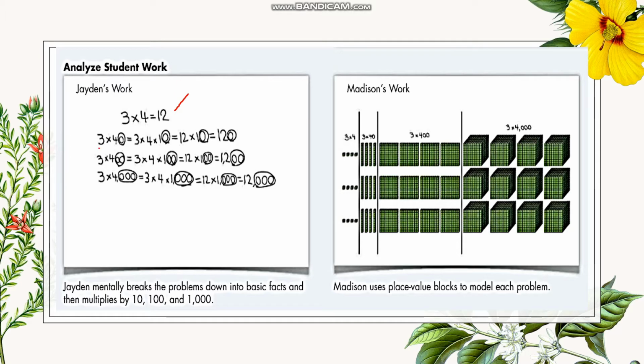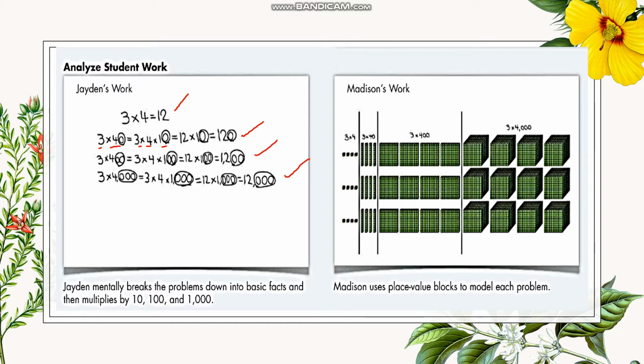So 3 multiplied by 40 is equivalent to 3 multiplied by 4 multiplied by 10, is equivalent to 12 multiplied by 10, which is 120. So 3 multiplied by 400, so 3 multiplied by 4 multiplied by 100, is equivalent to 12 multiplied by 100, is equivalent to 1200. 3 multiplied by 4000 is equivalent to 3 multiplied by 4 multiplied by 1000, and that is also equivalent to 12 multiplied by 1000, and that is equivalent to 12,000.